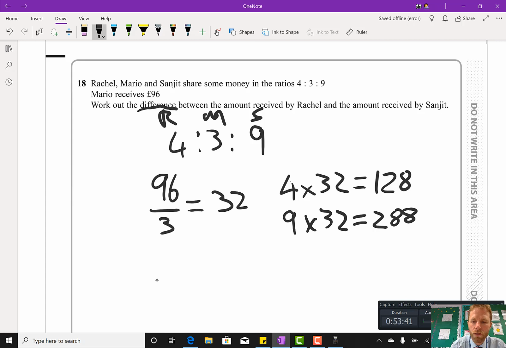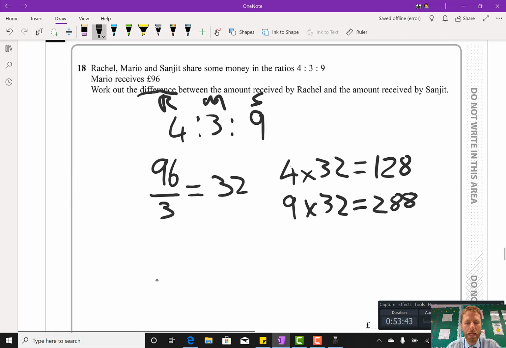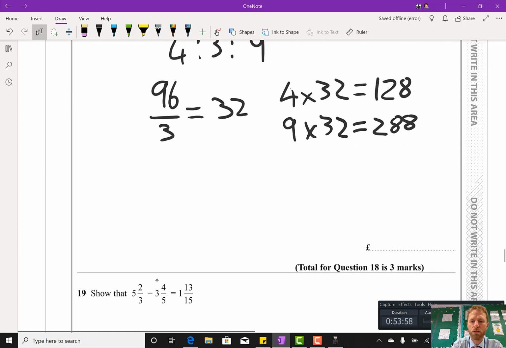Refer to exam technique again. Check if you have answered the question. You've done some maths. Have you answered the question? Work out the difference between the amount of money received by Rachel and the amount of money received by Sanjit. Difference means take away. So I'm going to take the lowest away from the highest. So 288 minus 128.